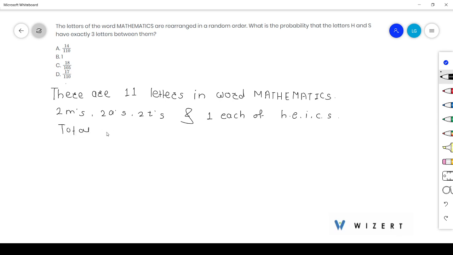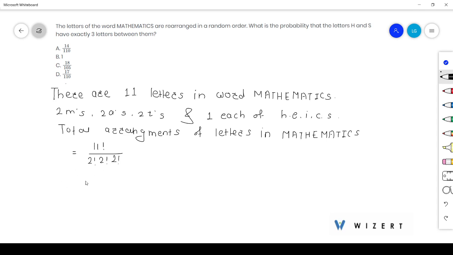Now, total arrangements of the letters in the word mathematics is given by 11 factorial divided by the letters which are repeated, means 2 factorial into 2 factorial into 2 factorial. So it is 4,989,600.